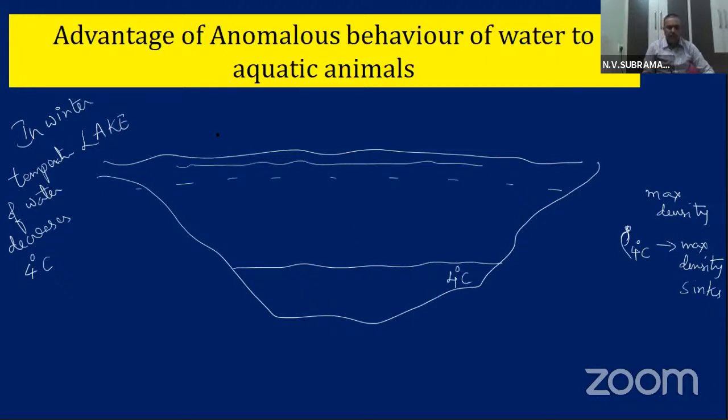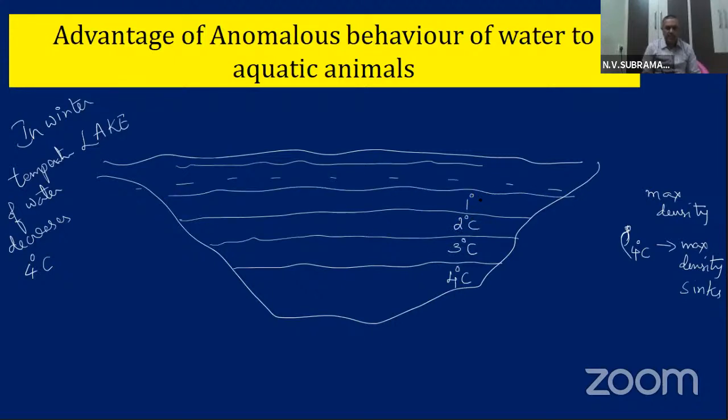Then the water which attains 3 degrees centigrade will also go down, but it will form a layer above the 4 degrees centigrade water, because 3 degrees centigrade water has lesser density than 4 degrees centigrade. So it will be above this one. Like that, some water might have attained 2 degrees centigrade, that will come and settle above the 3 degrees layer. Like that, here you will have a 1 degree centigrade layer. And at the top, you might have 0 degrees centigrade.